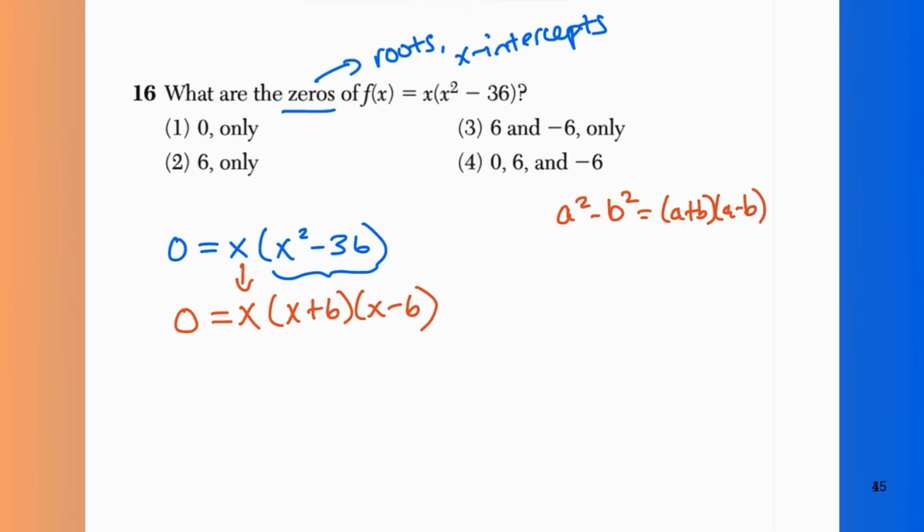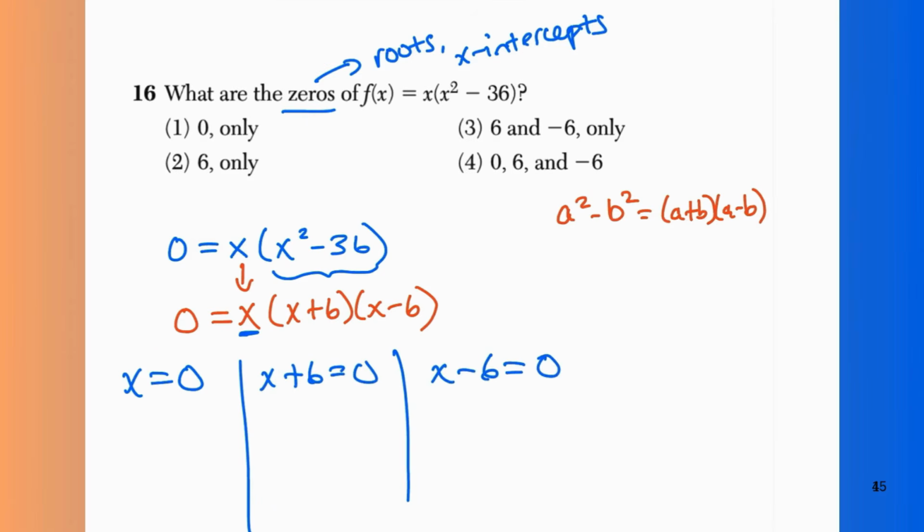Well, the only way that happens is if 1, 2, or all of them are equal to 0. So the next step is to set all of these equal to 0. So we're going to have 3 separate cases here. The first one is that x equals 0. That's the first factor. The second one is x plus 6 equals 0. And the last one is x minus 6 equals 0.